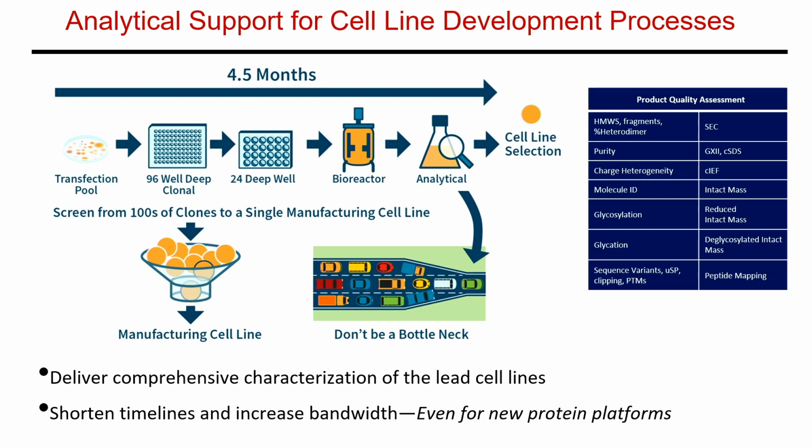And what's shown on the top right-hand table is the typical assays that we run in analytical. So these are pretty much what everybody does in analytical development. But in addition to the final comprehensive characterization of the lead cell lines that happens in analytical, we also have developed high-throughput mass spectrometry methods for screening 96-well first stage colonies. And I'll be describing that shortly.